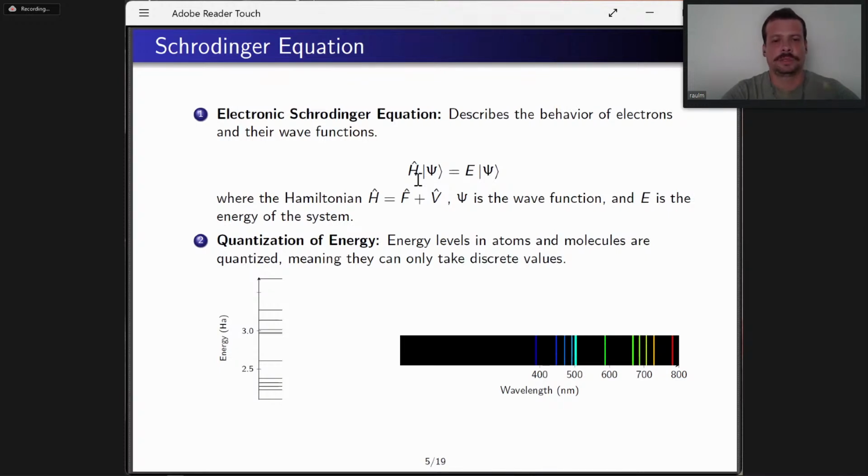Another key concept in quantum mechanics is the quantization of energy. Here I'm showing again the emission spectra. For this emission spectra, imagine we have a gas phase atom. If we apply some current, the atoms will emit light. Here we are measuring this light emitted by the atom, and each one of these lines corresponds to the transition of a photon from a higher energy state to a lower one.